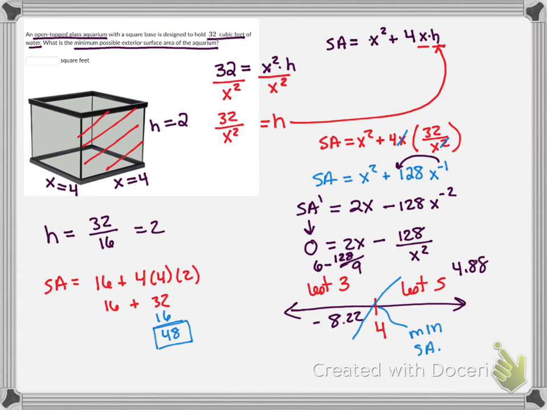Final answer, 4 was the value of x. The minimum surface area was 48.